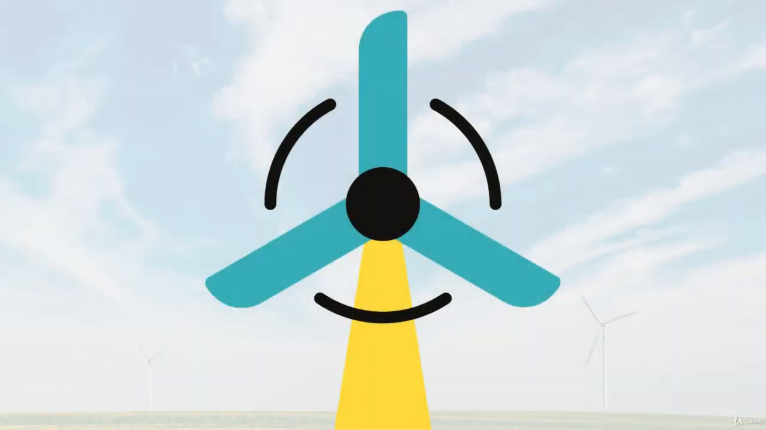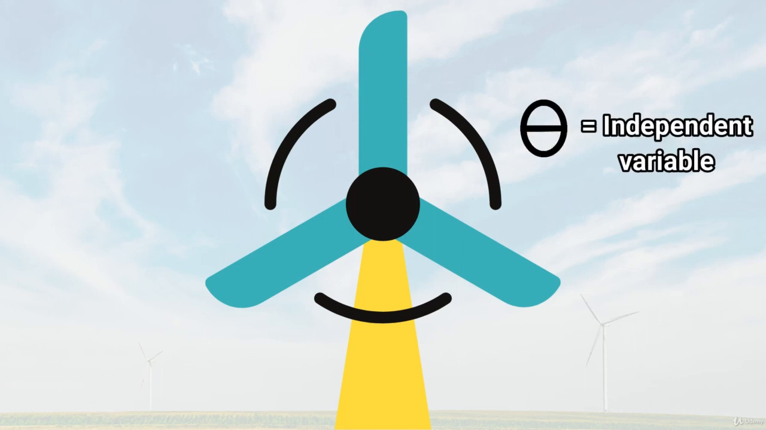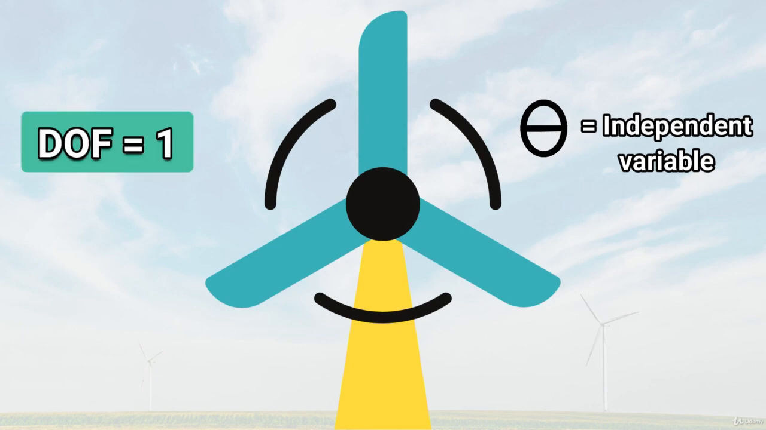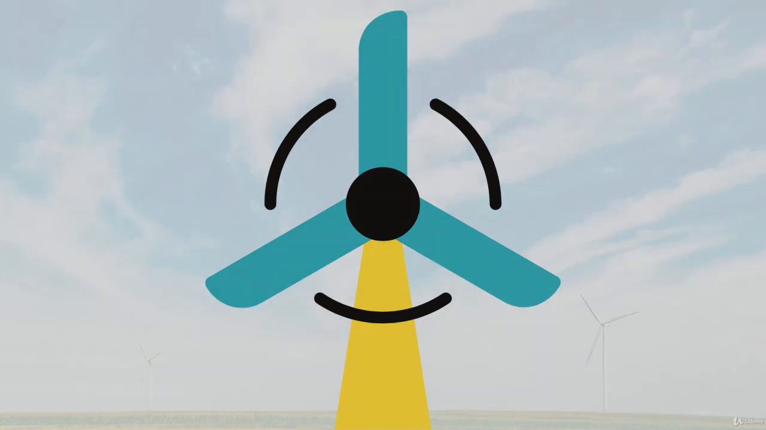Now let's take another example. Here is a windmill. The rotation that the windmill makes is dependent upon the independent variable theta, or angular displacement. Since there is only one independent variable, the degree of freedom of the windmill will also be 1.